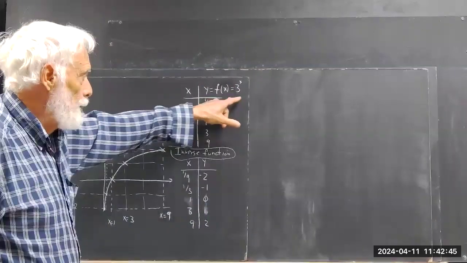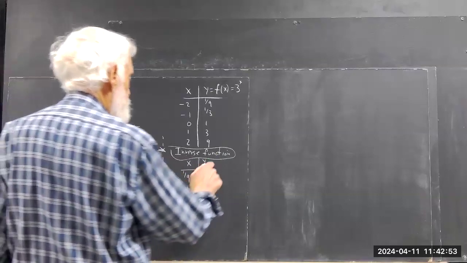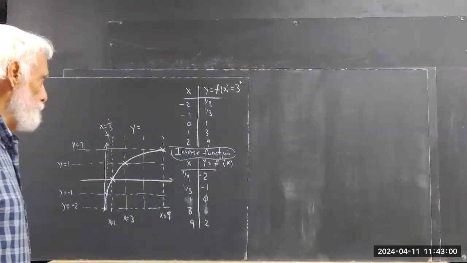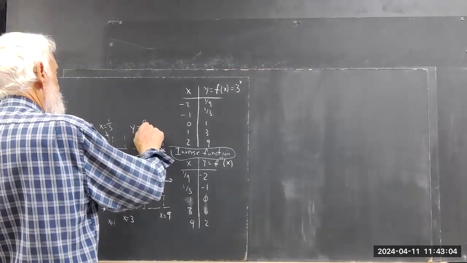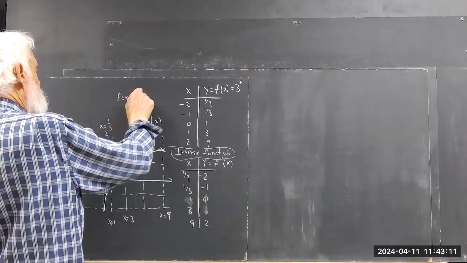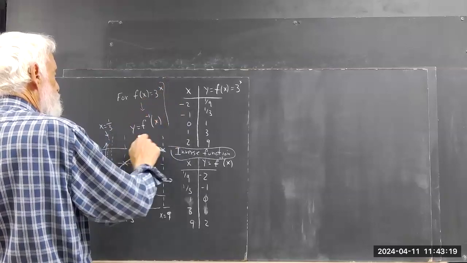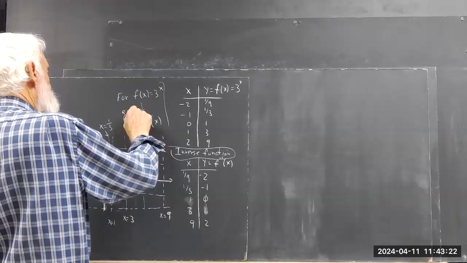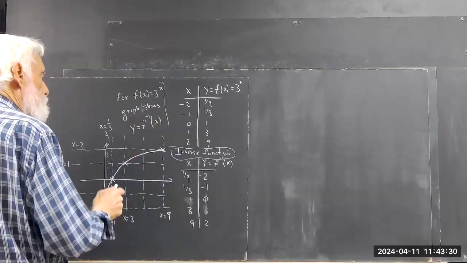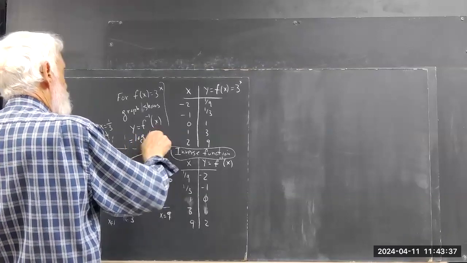Okay, so I'm going to call my 3 to the X function f of X. My function here is the inverse function, f inverse of X. So for f of x equals 3 to the x, this graph shows y equals f inverse of x. And f inverse of x is log base 3 of x.